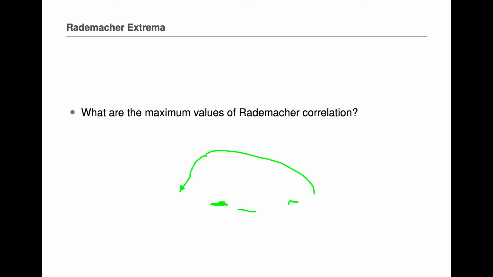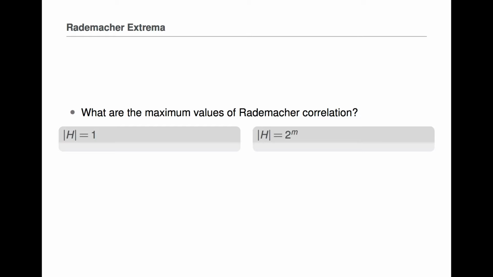Let's think about this a little bit more. What are the maximum or extreme values of Rademacher correlation? If you think about this a little bit, you should be able to figure out that for a set of data that has m examples, you can have the extreme values of Rademacher correlation if your hypothesis class has only one hypothesis in it, or if it has 2 to the m hypotheses in it. So let's go over the simplest case first.